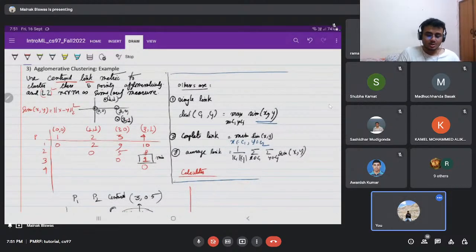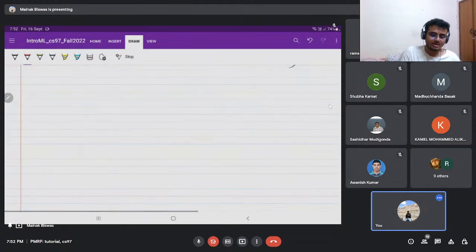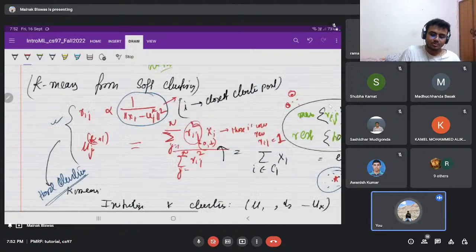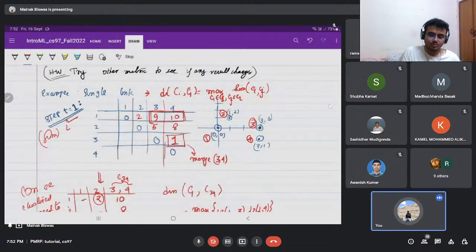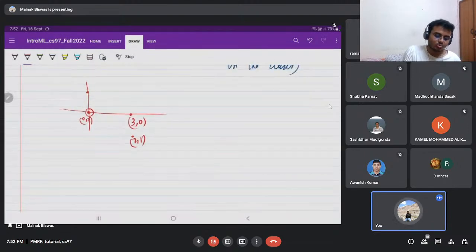Now let's see. So these are the 4 points: (0, 0), (3, 0), (3, 1), and one more point, (1, 1). I'll do it independently here, you can see the math later, so that it's not confusing. You can see that these 2 points are near, so they'll be clustered. So how will this algorithm cluster these points?